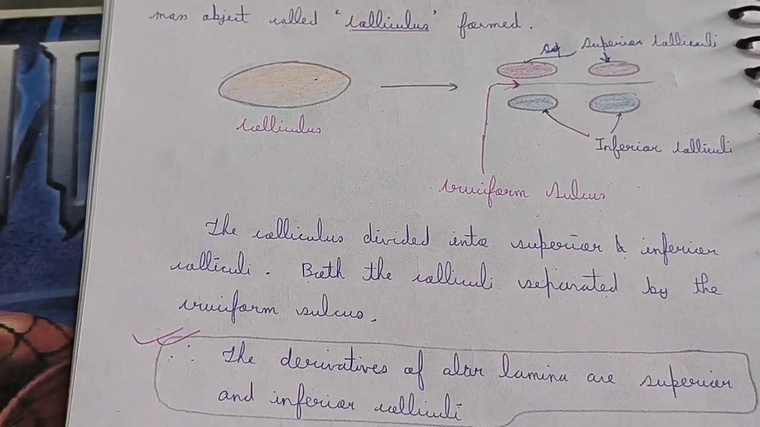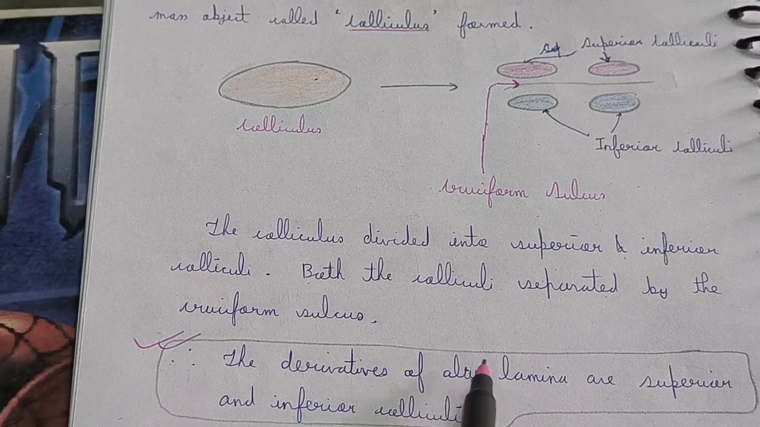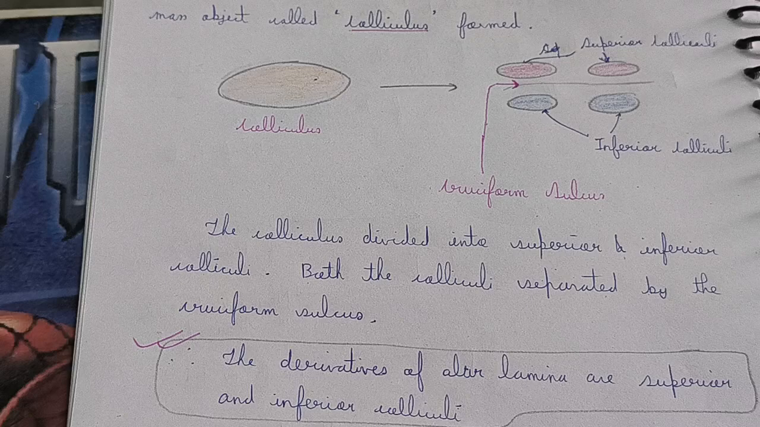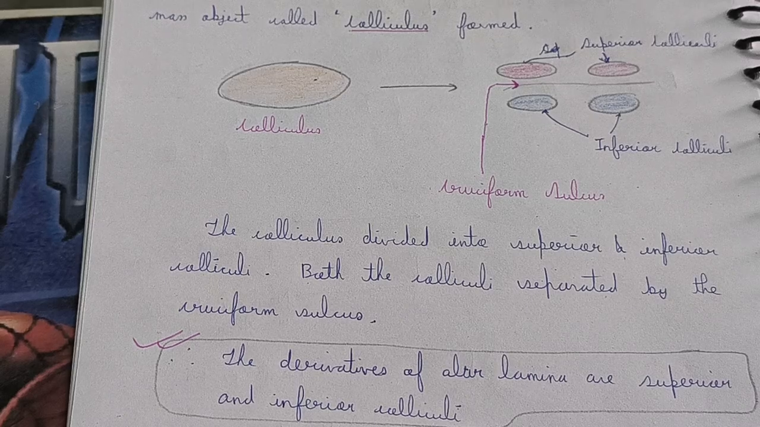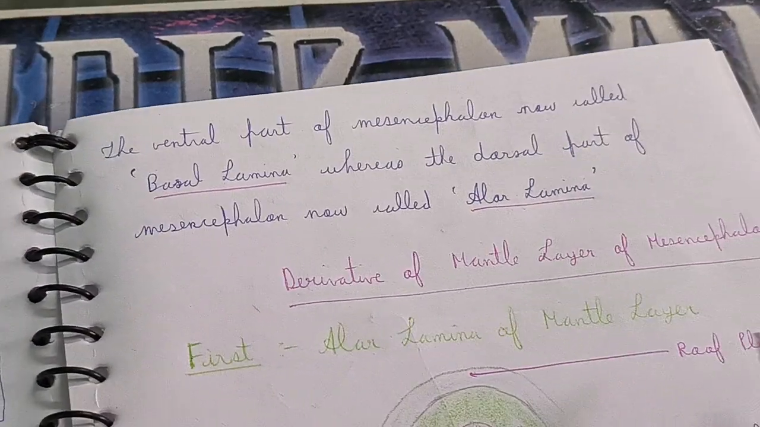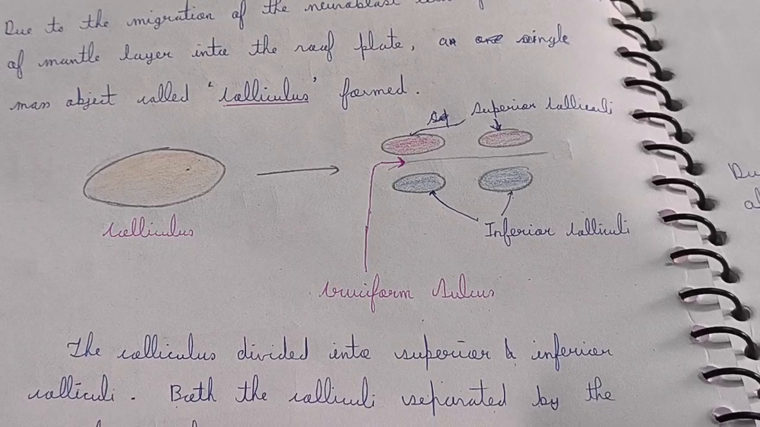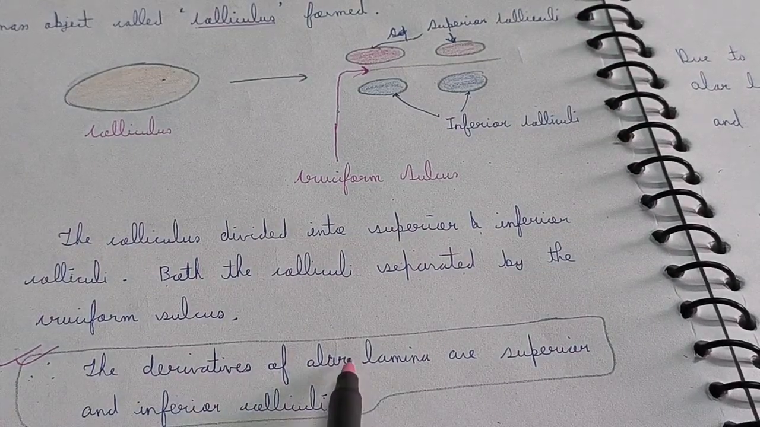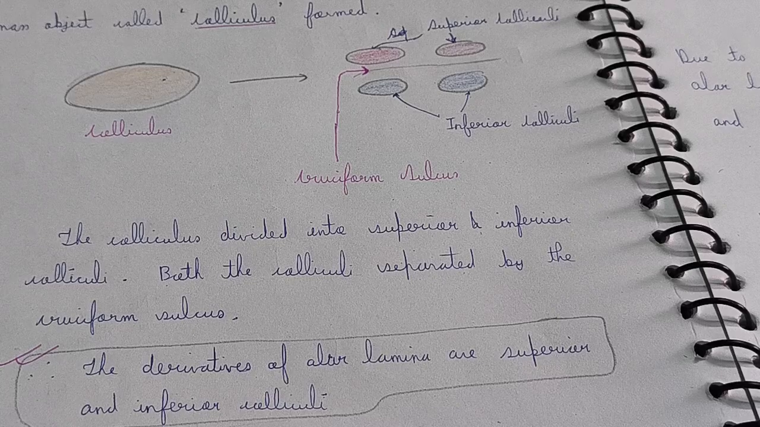So I have written that the derivatives of the alar lamina of the mantle layer are the superior and inferior colliculi, because, as I have already mentioned, let's discuss the derivatives of the alar lamina of the mantle layer. So here the superior and inferior colliculi are derived from the alar lamina of the mantle layer.